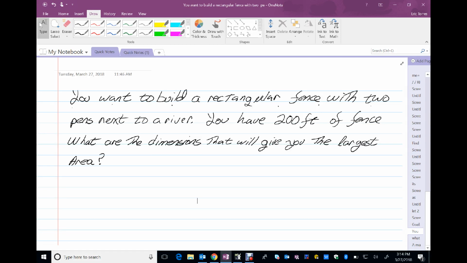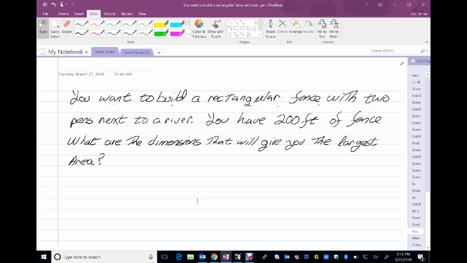Example 1. You want to build a rectangular fence with 2 pens next to a river. You have 200 feet of fence. What are the dimensions that will give you the largest area? How am I going to find this? My answer is going to be the global maximum of the function, but I must come up with the correct function. I always know it's going to be the global max or the global min.